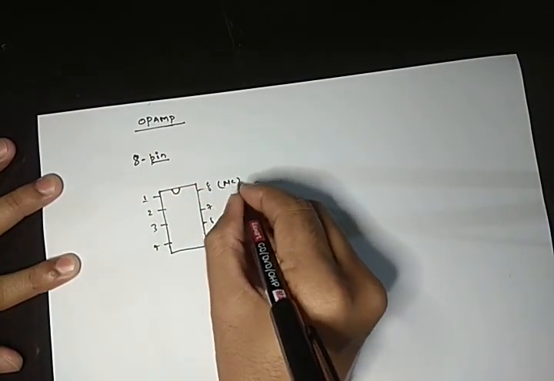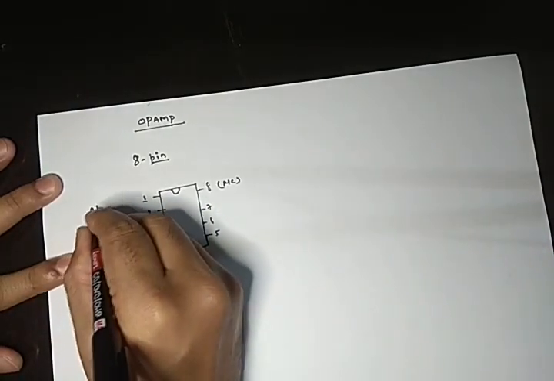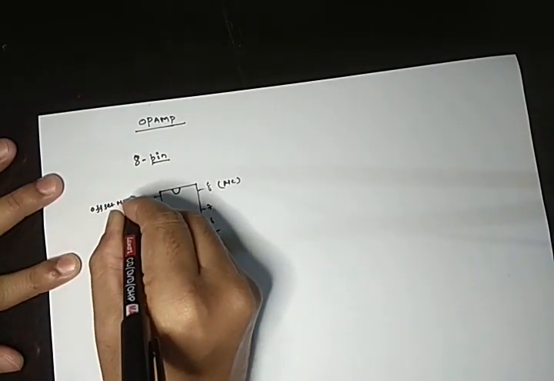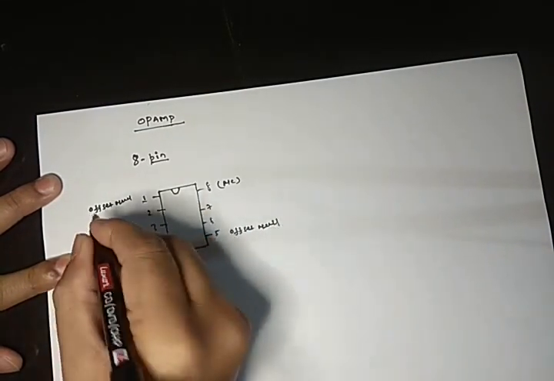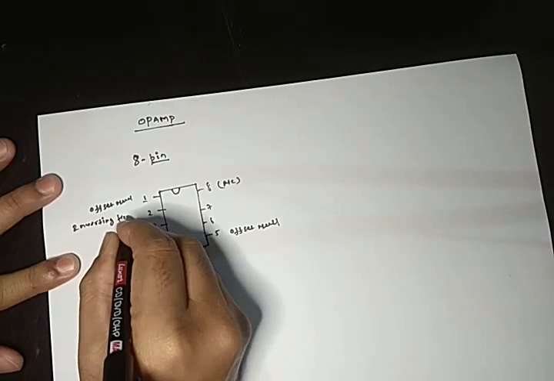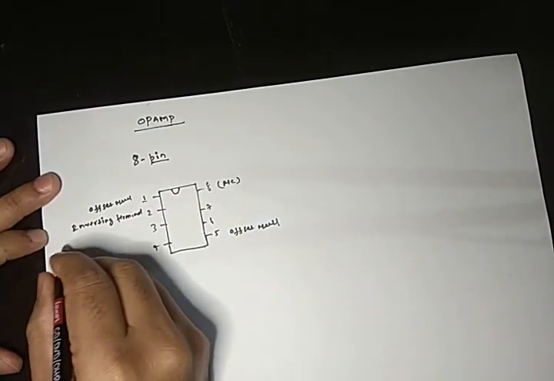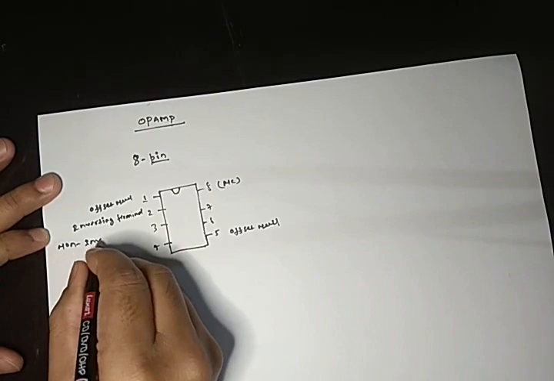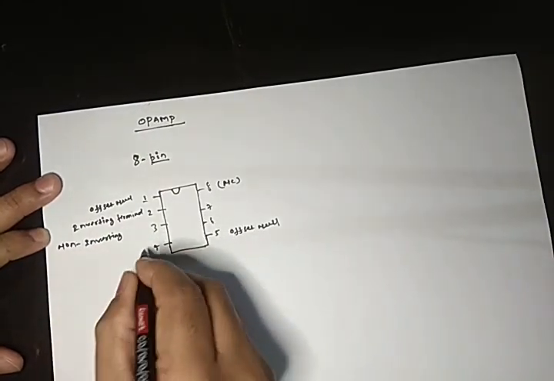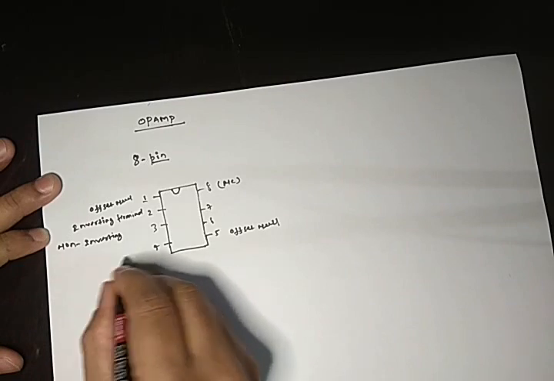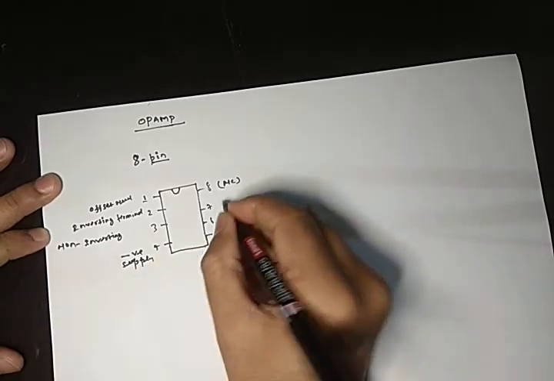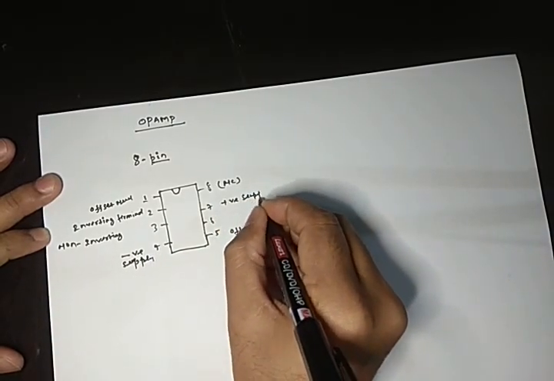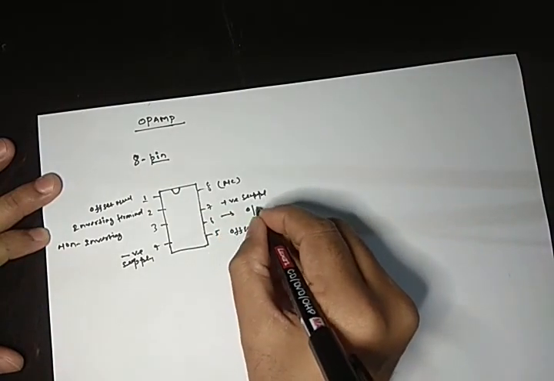Pin 8 is not connected. Pin 1 is offset null and pin 5 is offset null. Second is the inverting terminal. Third is the non-inverting terminal. Fourth, we bias with negative supply. 7 is positive supply, and 6 is the output.